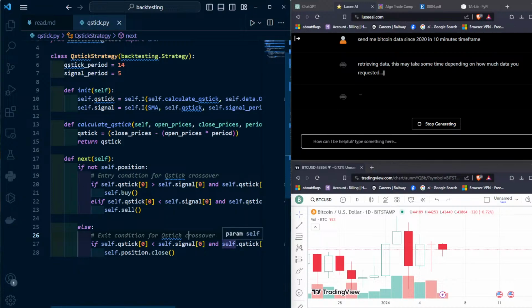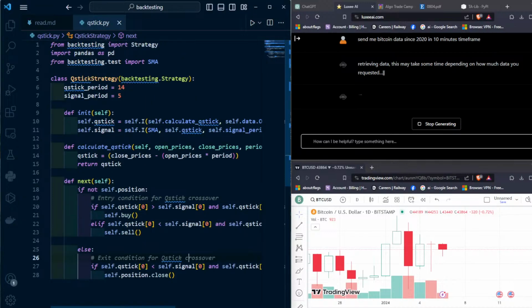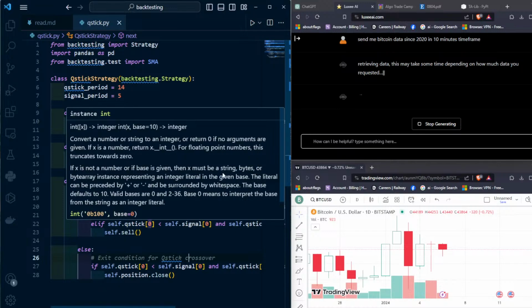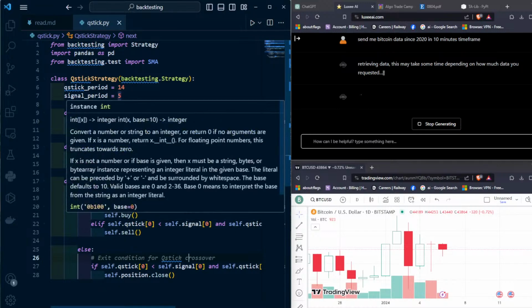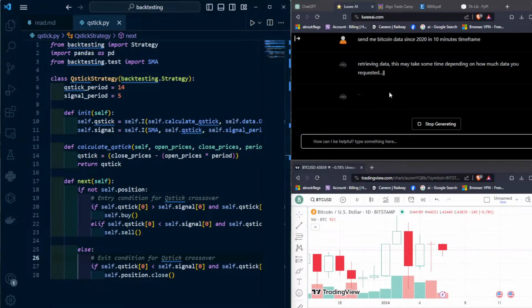So you don't need to get in depth into these coding stuff. You just want to backtest your strategy to know how it did. And this is what we're gonna see soon. But we just need this to load so that we can get our data.